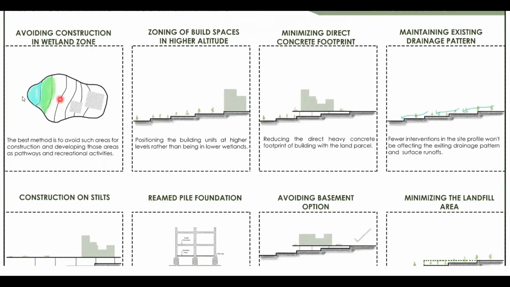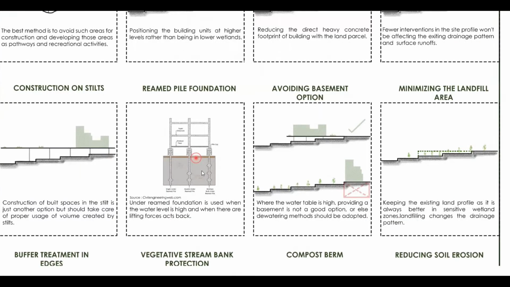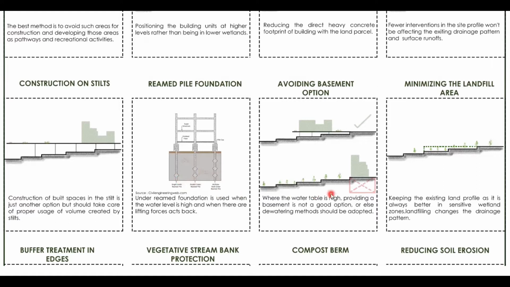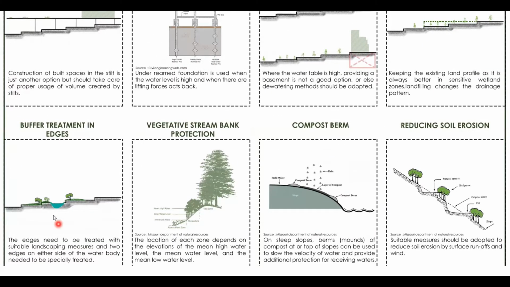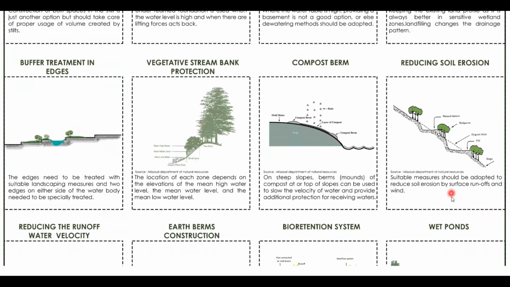First one, avoiding construction in the wetland zone and zoning the built space at higher altitudes, and minimizing the direct heavy concrete footprint by constructing on a raised platform and maintaining the drainage pattern as well as possible. Construction on stilts and rammed pile foundations will be provided where the soil is loose, avoiding the basement option and utilizing the space beneath the raised platform, and minimizing the landfill area. Buffer treatment on either side of the canal system edges, and vegetative stream bank protection by planting layers of trees, and a compost berm will be provided to reduce the velocity of the water and reduce soil erosion by providing trees at different levels.